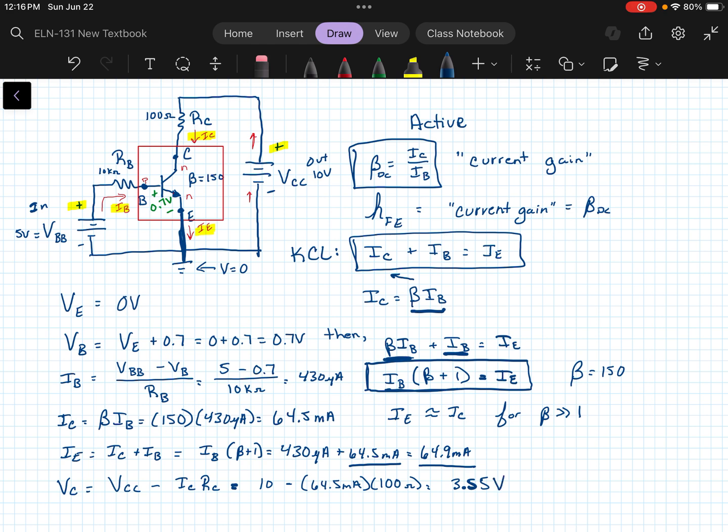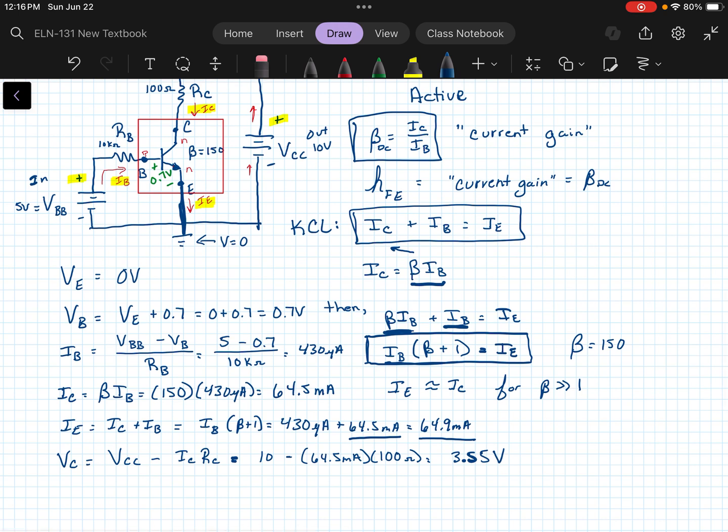Now, again, you always want to know where you are in terms of your voltage drop across the transistor from the collector to the emitter. VCE is defined as the voltage at the collector minus the voltage at the emitter. So if we have 3.55 volts at the collector, and we have 0 volts at the emitter, the drop across there is 3.55 volts.